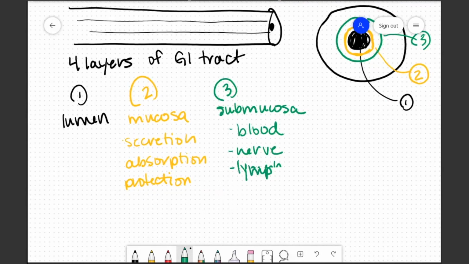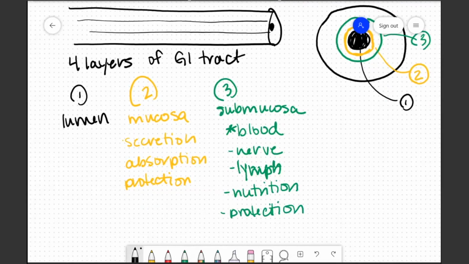Nutrition and protection. The reason it's nutrition is because we've got that blood supply that's providing nutrients to this actual tissue, but it also helps with protection because that blood layer, the ability to absorb into your blood, allows for you to have an extra layer of protection.